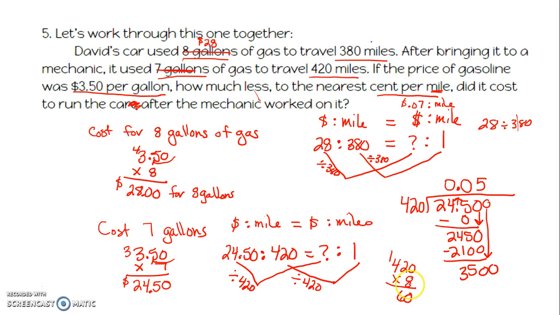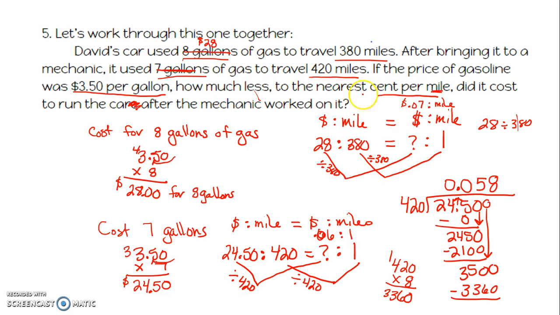Put down a 6, carry a 1. 8 times 4 is 32. Oh, no, it's not going to be too high. 8 times 4 is 32, and 1 is 33. 0, 16, 32. Okay, good. So we get 33.60. This is as far out as we have to go because we're rounding. So is this closer to 5 cents or 6 cents? Well, that's closer to 6 cents. So in this case, it's about 6 cents for 1 mile.